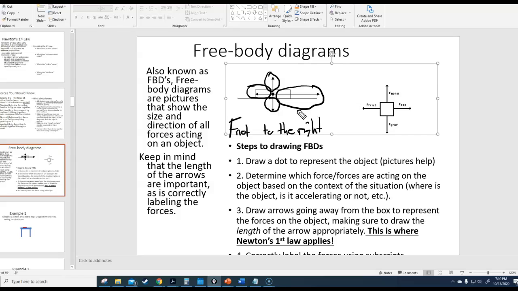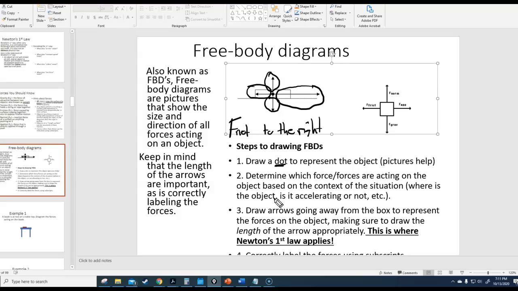So the length of the arrow on a free body diagram is important. But again, an FBD has nothing at all to do with which way an object is moving. All it does is tell you which forces are acting in what direction and their relative size. So, how do you draw an FBD? Well, you draw a dot to represent the object. If you want to know why a dot, it's just so you don't spend a lot of time drawing a pretty picture, because it doesn't really matter that much.